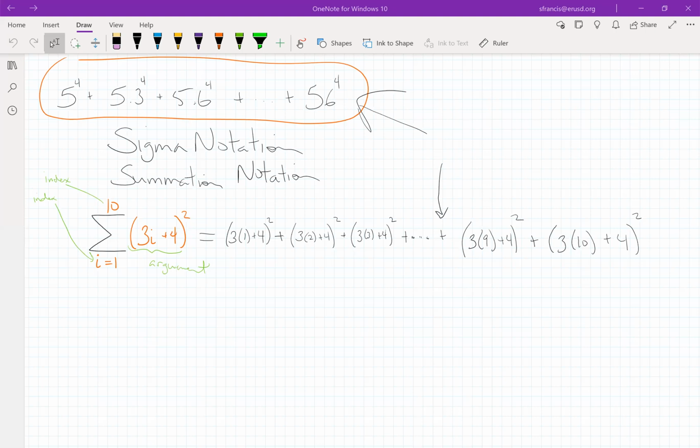So this is easy. Once you understand the notation, there's nothing challenging about expanding these things. I don't know why I put these slides in this order. For some strange reason, I put the expanding after the more complicated rewriting the sum into summation notation. That's all right.